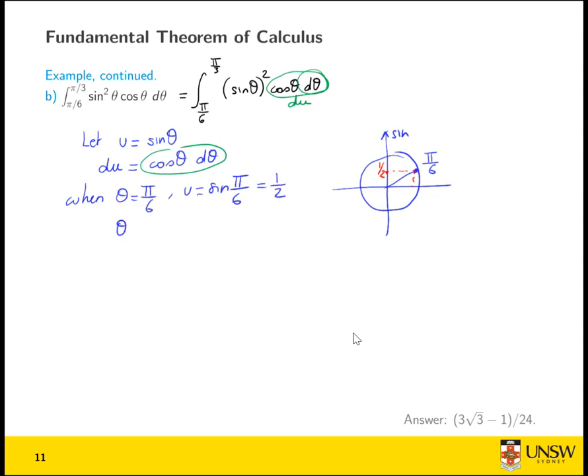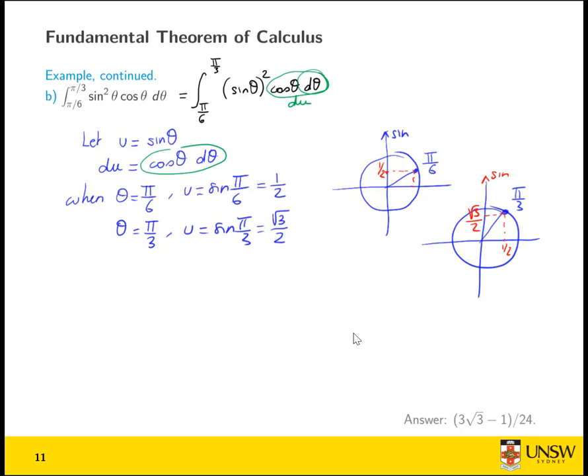When theta is equal to pi on 3, then u is equal to sine pi on 3. And this time again I know one of the coordinates is 1/2 and the other one is square root of 3 on 2. So that's this one, and what I want is sine, so I'm going to read my result on the vertical axis. So that's square root of 3 on 2.